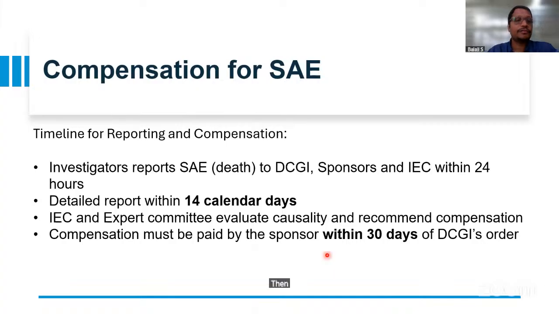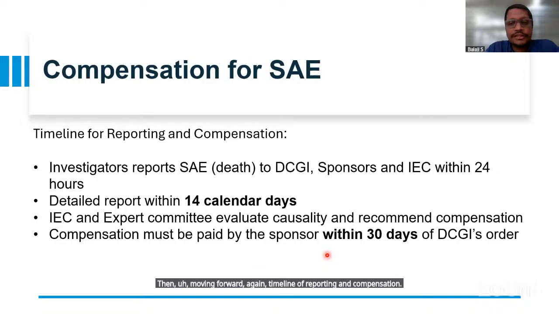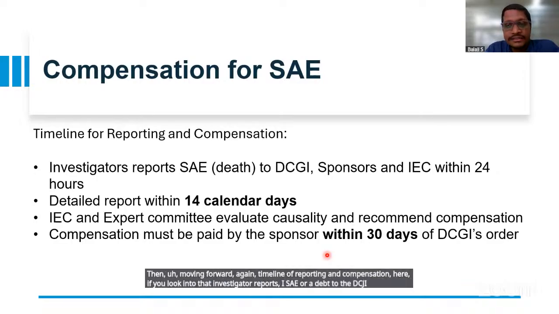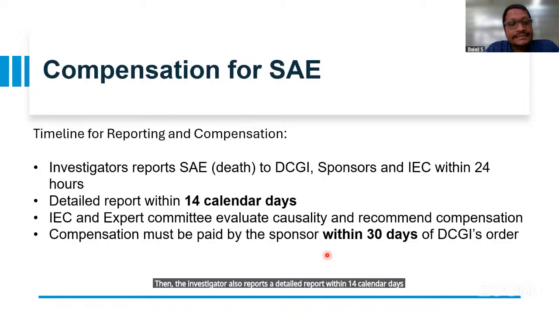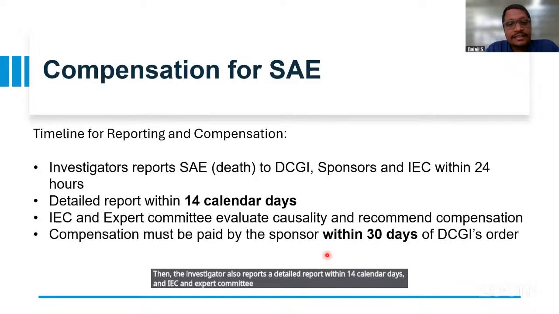Then moving forward, again, timeline of reporting and compensation. Here, if you look into that, the investigator reports an SAE or a death to the DCGI, sponsor, and institutional ethics committee within 24 hours. Then the investigator also submits a detailed report within 14 calendar days, and the IEC and expert committee evaluate causality and recommend the compensation.